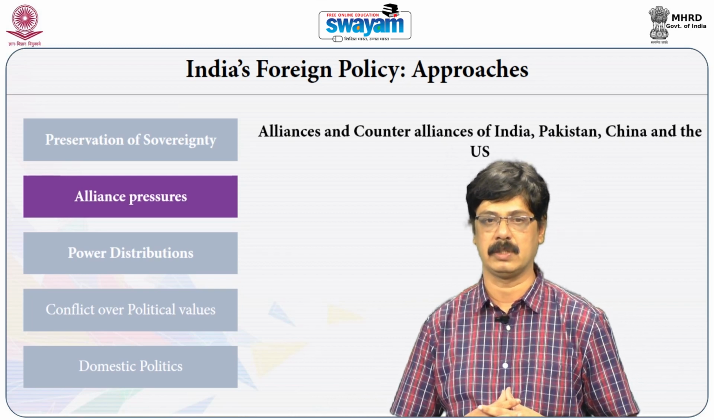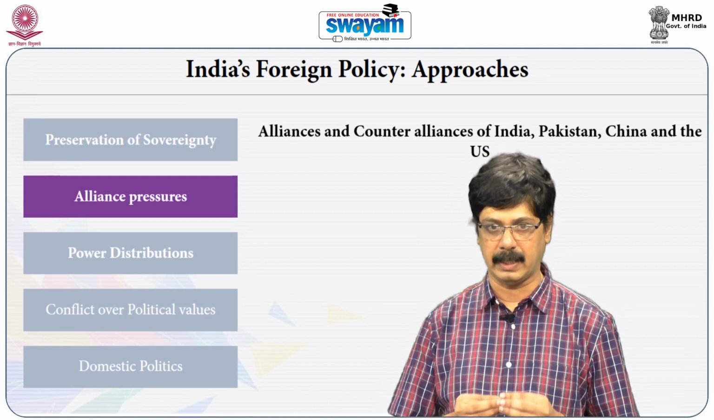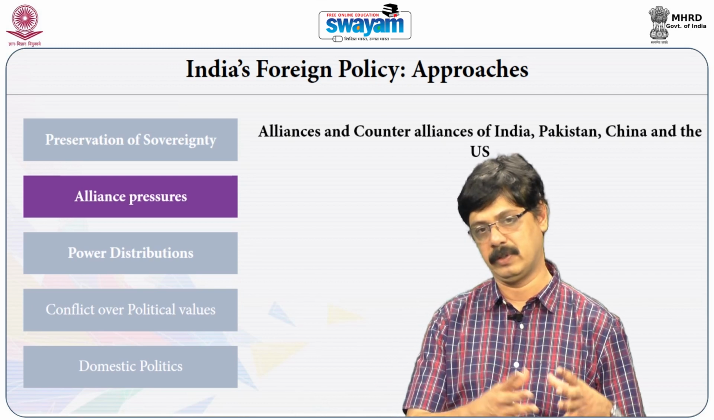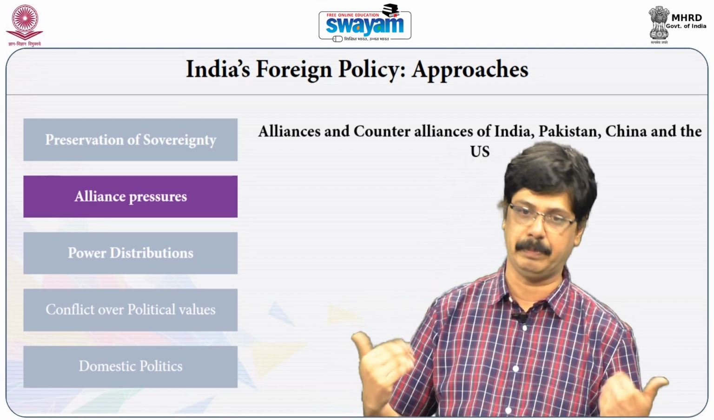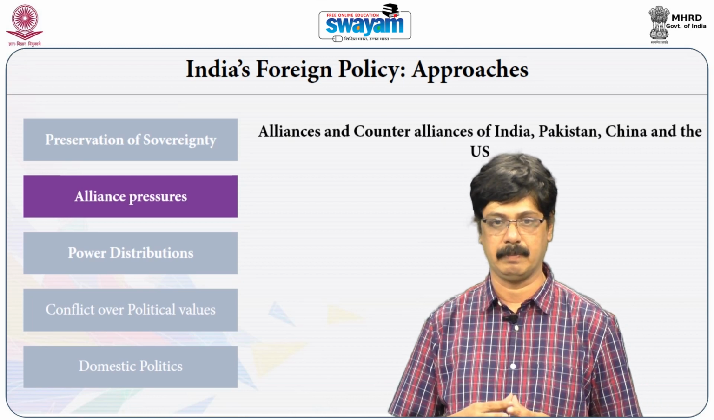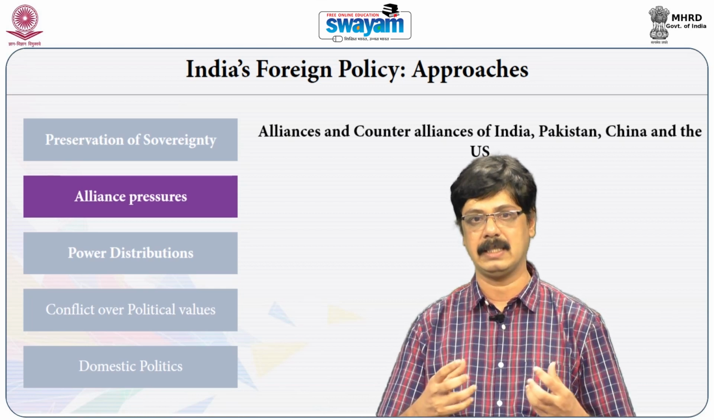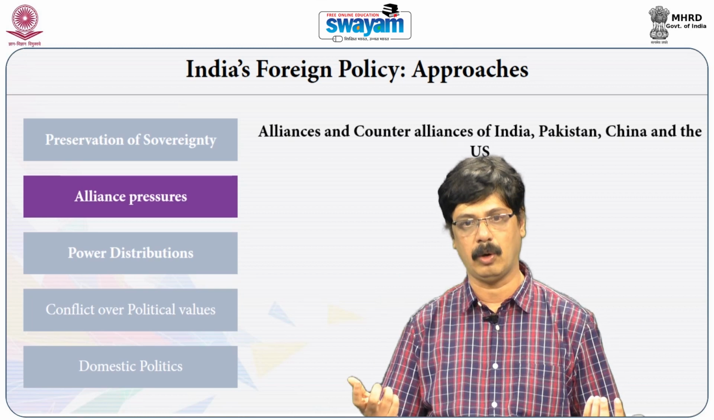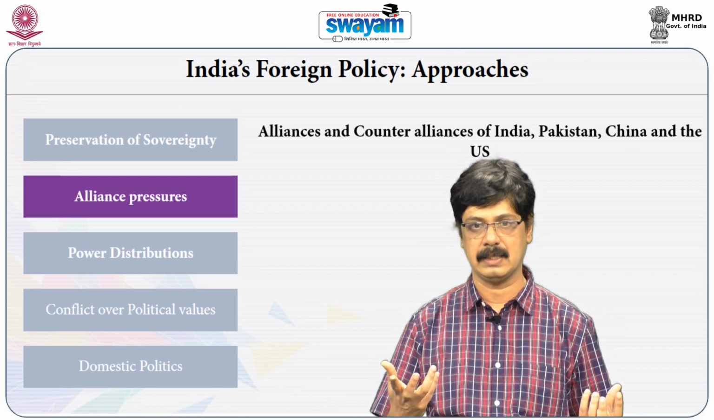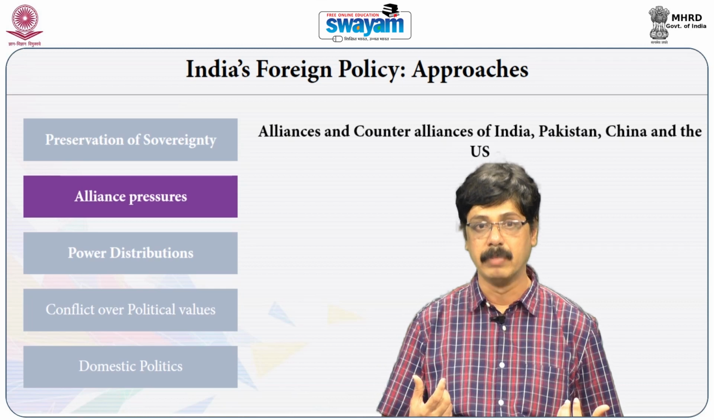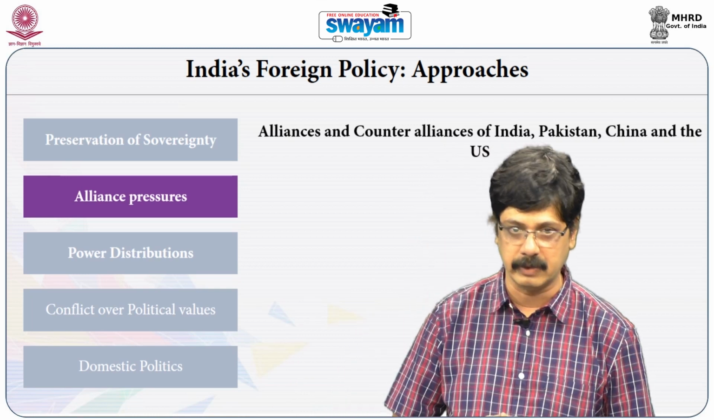alliance pressures. Indian foreign policy can be understood in terms of alliances that have been built by India's neighbors, for instance, mainly three important powers: China and Pakistan, and also the United States from outside the region. So the foreign policy was concerned about the alliances that the neighbors have built or entered into. So the study would always look at the structuring of these alliances and the alliances that India has built in order to counter the alliances of its adverse powers.